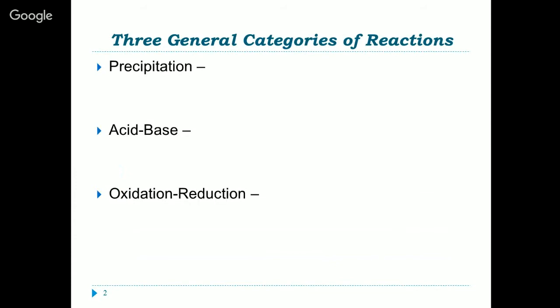Acid-base reactions come from reacting an acid with a base. This is also called neutralization, and one of the products is water. Oxidation-reduction reactions occur when there is a transfer of electrons. Generally speaking, these are single replacement reactions, and we will also look at a couple others.